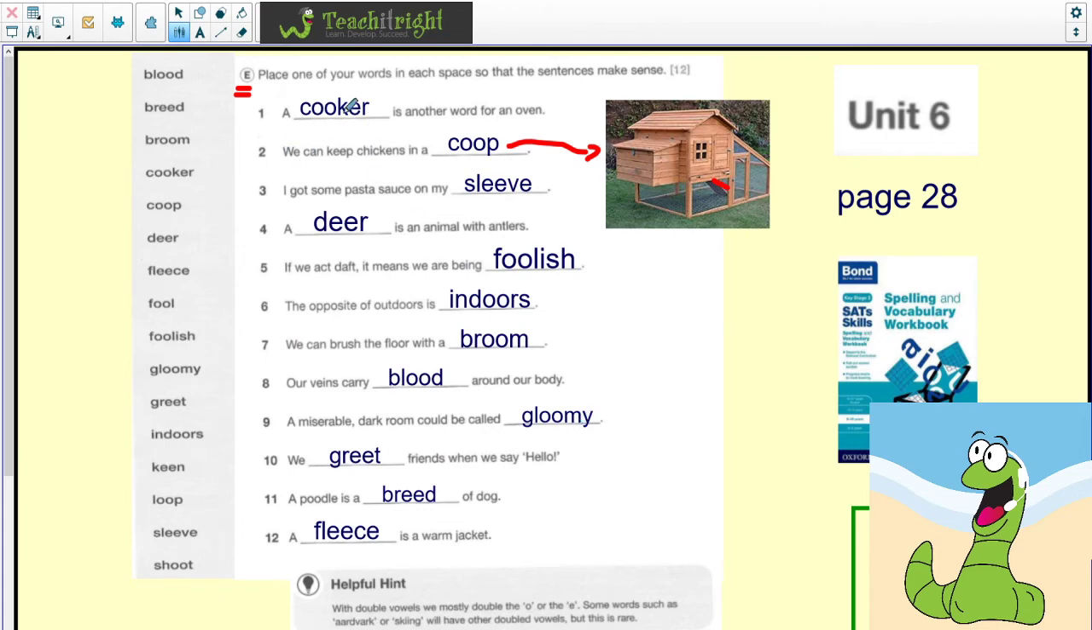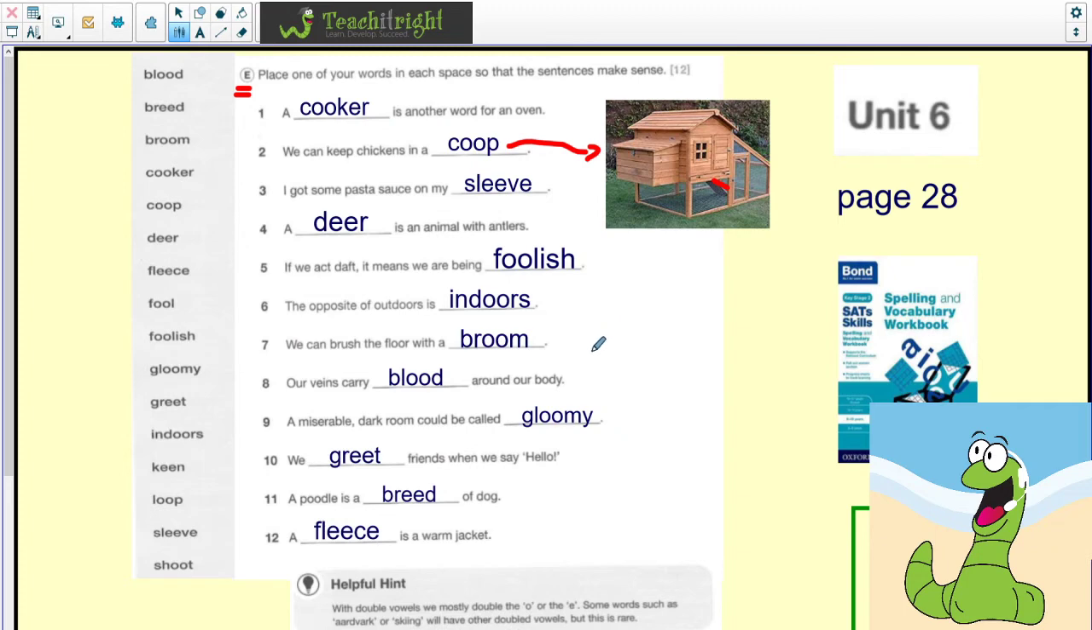So just double check that you've got the words in the right place, and I'll read you out the sentences. A cooker is another word for an oven. We can keep chickens in a coop. I got some pasta sauce on my sleeve. A deer is an animal with antlers. If we act daft, it means we are being foolish. The opposite of outdoors is indoors. We can brush the floor with a broom.